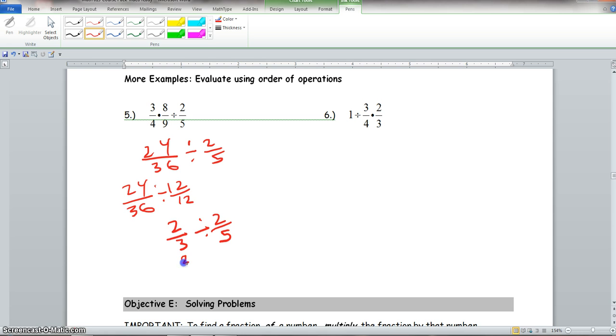Now, we will multiply 2/3 by the reciprocal of 2/5, which is 5/2. Now, 2 times 5 is 10, and 3 times 2 is 6. Now, 10 and 6 both have 2 in common. So we divide both by 2, and we'll be left with 5/3.